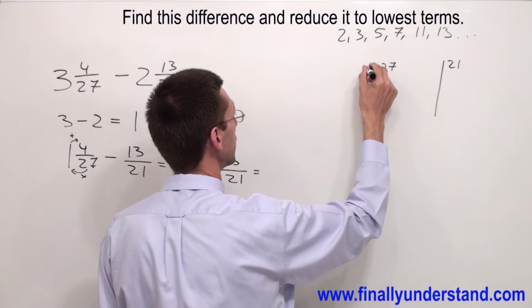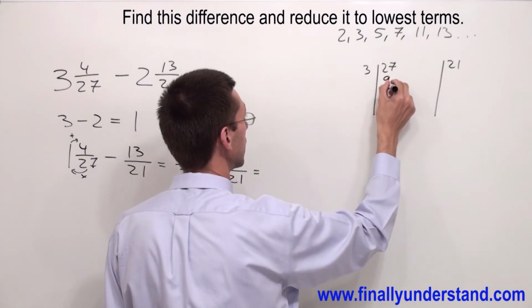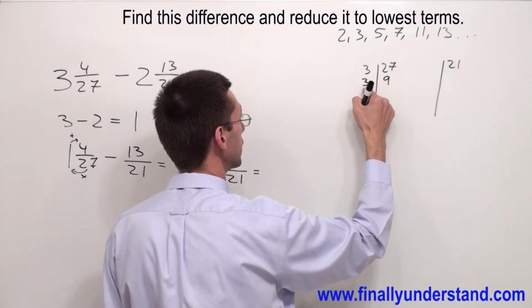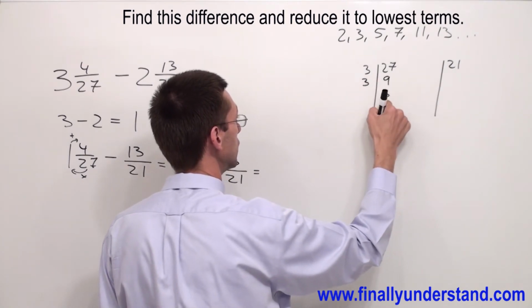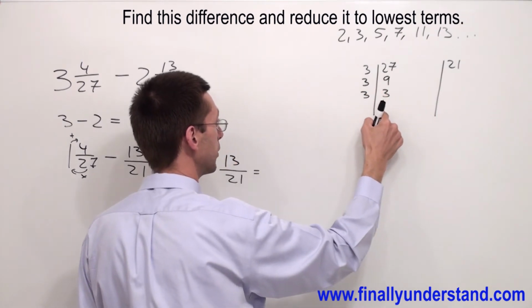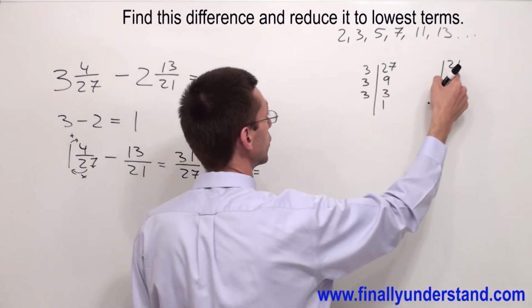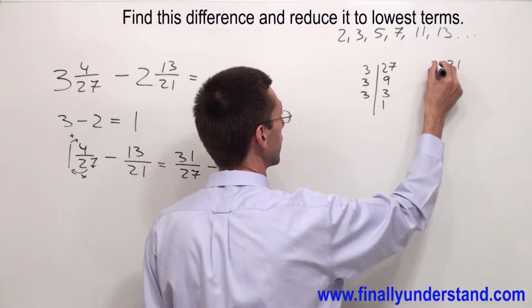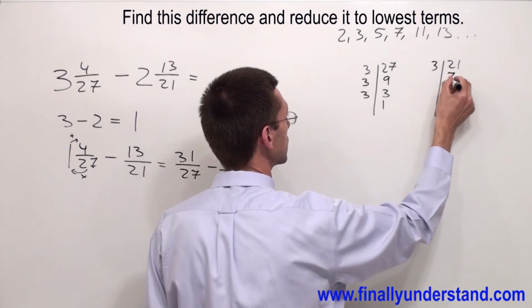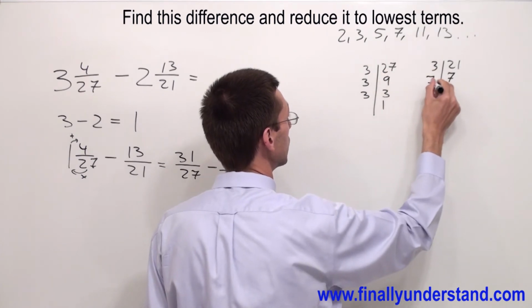27 is divisible by 3. 27 divided by 3 is 9. 9 is divisible by 3. 9 divided by 3 gives me 3. 3 is divisible by 3, and I have 1. So anytime I have 1, it means I finish with my division. 21 is divisible by 3. 21 divided by 3 is 7. 7 is divisible by 7, and I have 1.